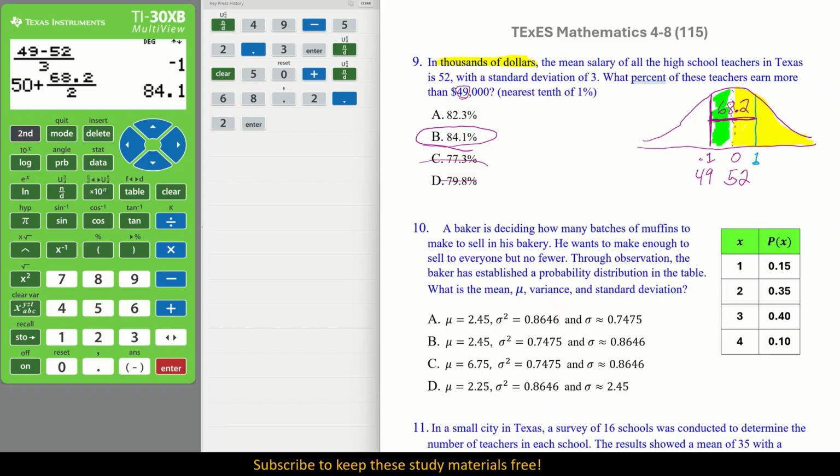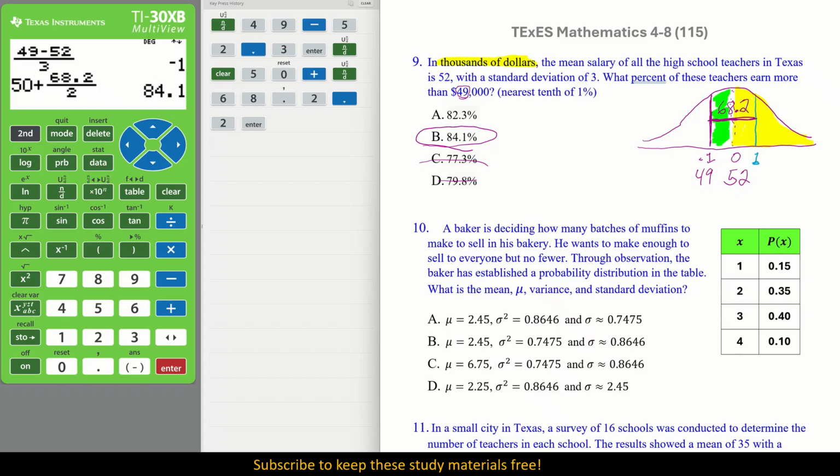This is not a difficult question, but what the question is asking is, do you understand the empirical rule, and do you understand the overall normal distribution properties? That's all it is. So if you can work with a few of those simple questions, you will be absolutely fine. All right, let's look at number 10.